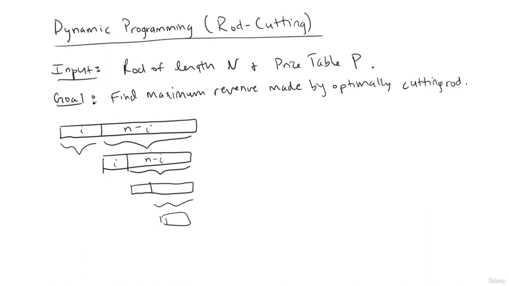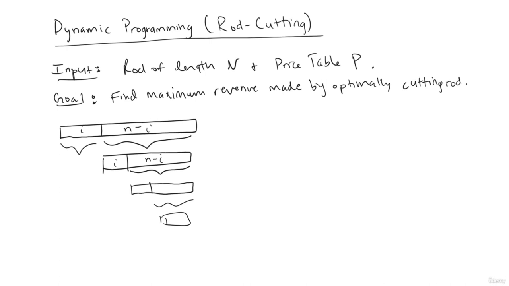Now, this reminds you of divide and conquer, but it is not divide and conquer, because in divide and conquer, we have disjoint subproblems. When we broke the array up into two different parts in mergesort, the first half of the array had nothing to do with the right half of the array. They're separate and they're disjoint.